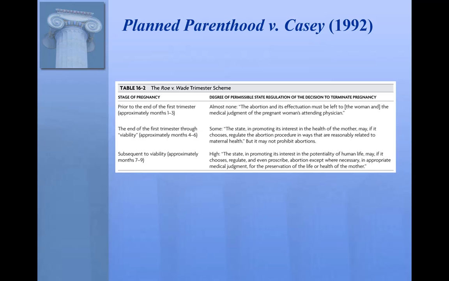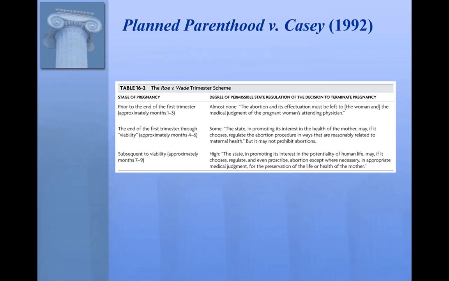So we look at the first trimester. The state's interest is at its lowest ebb. It has almost no justification for state regulation. The court said the abortion and its effectuation must be left to the medical judgment of the pregnant woman's attending physician. Then in the second trimester, the state has some interest, and in promoting the interests of the health care of the mother, may, if it chooses, regulate the abortion procedures in ways that are reasonably related to maternal health, but it may not prohibit abortions. And then in the final trimester, the state's interest in life is at its highest ebb, and the woman's interest in obtaining abortion is at its lowest.